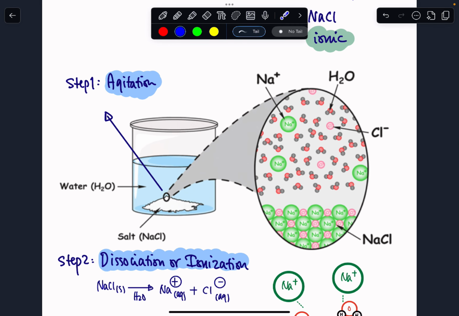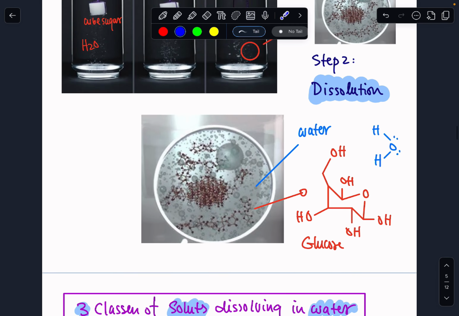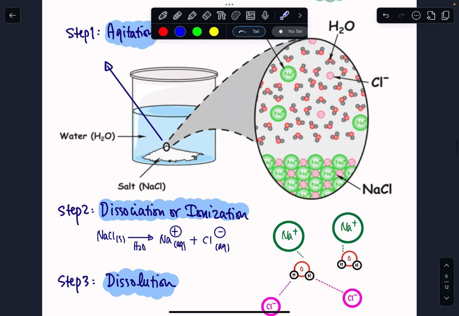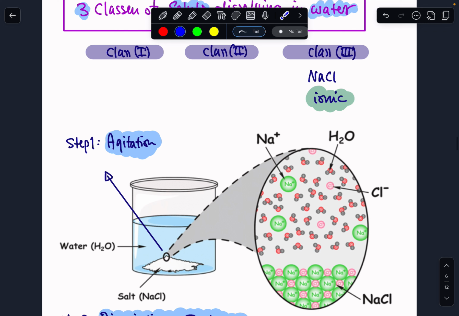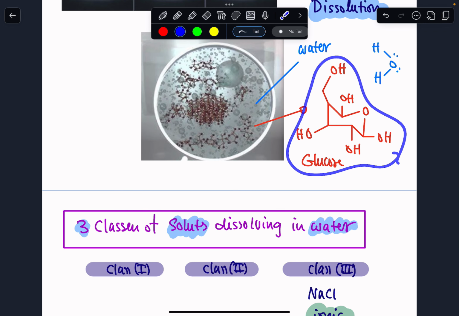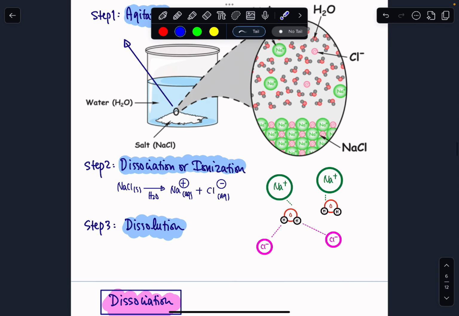So remember, the first step always remains, right? So you still have agitation, but the second step is not necessarily dissolution. There is an intermediary step called ionization or dissociation, which we did not see in glucose or class 2 solutes. When we dissolved glucose into water, glucose remained glucose. It didn't break into 2 particles or something, right? It didn't ionize. Here, when you put salt into water, you have this step called dissociation or ionization.